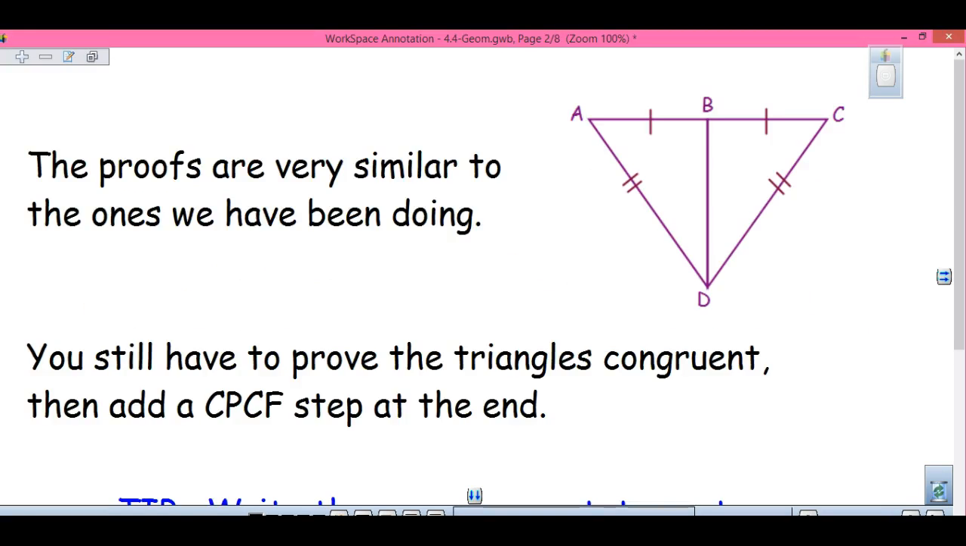So our proofs are going to be pretty much the same thing, only now your second to last step is going to be your SSS, SAS, ASA, and AAS are your options. That's going to be your second to last step, because your last step is going to be CPCFC, unless you want to write out corresponding parts of congruent figures are congruent, which you're more than welcome to, but you can abbreviate that as CPCFC.